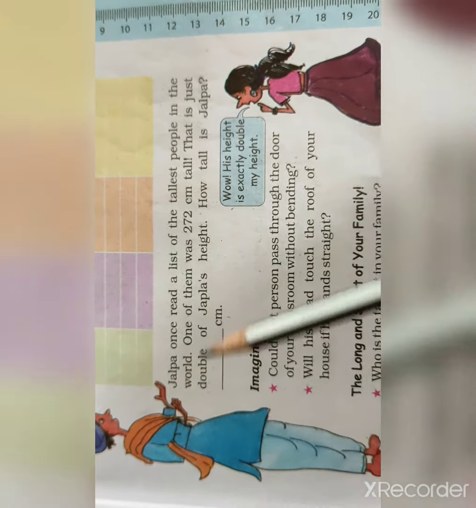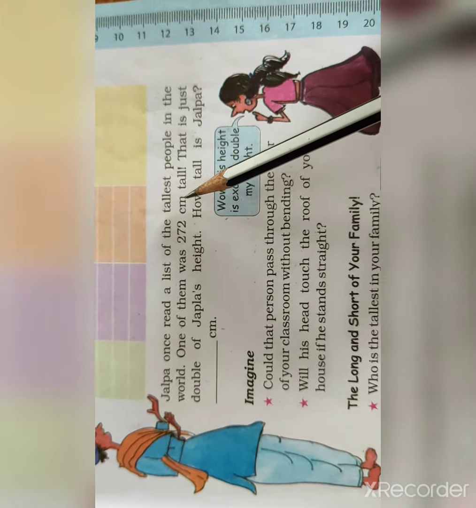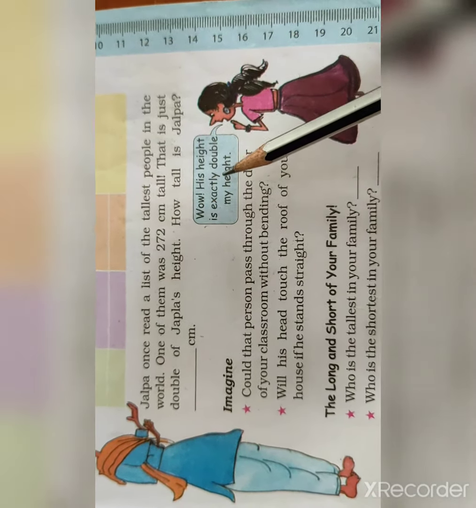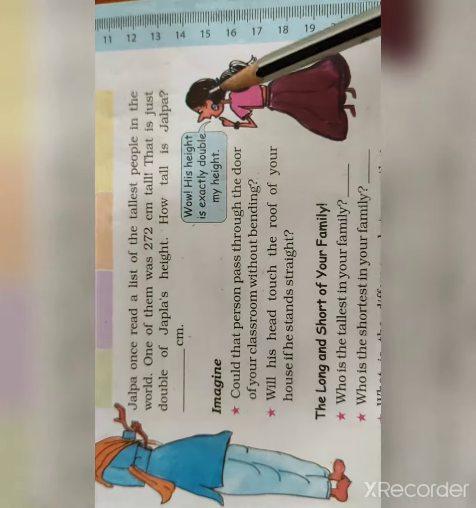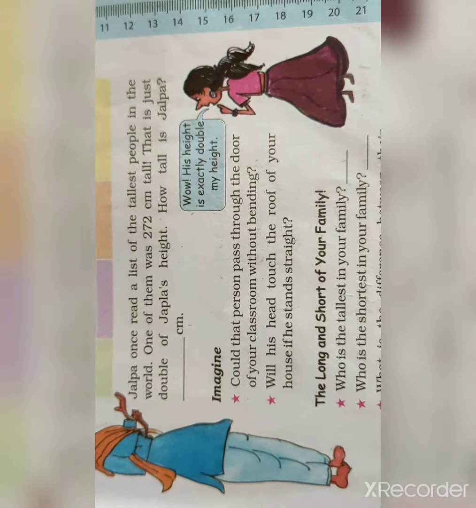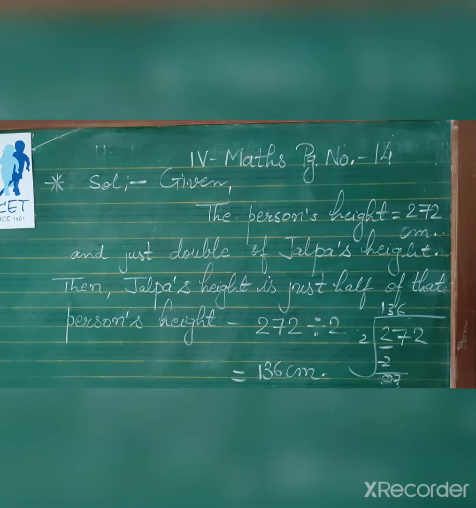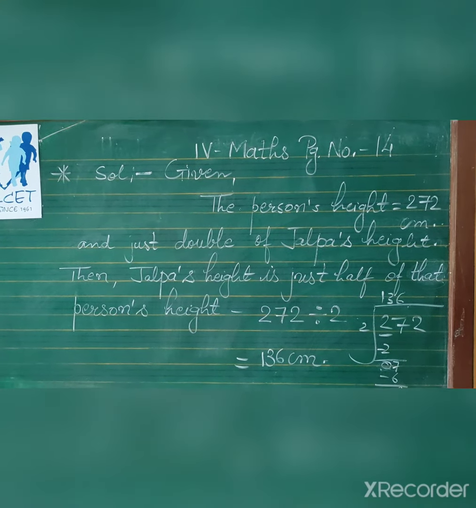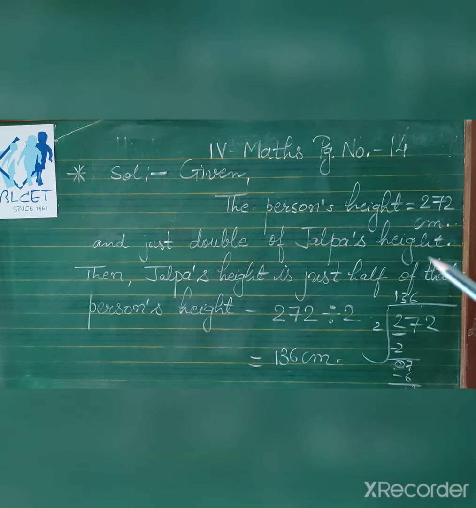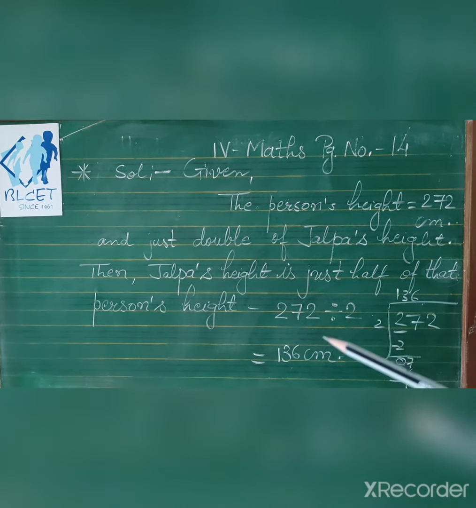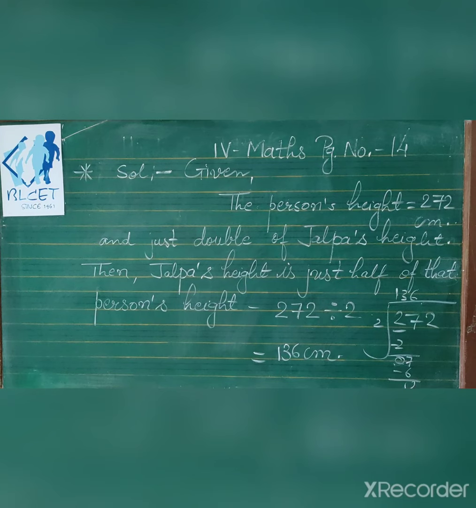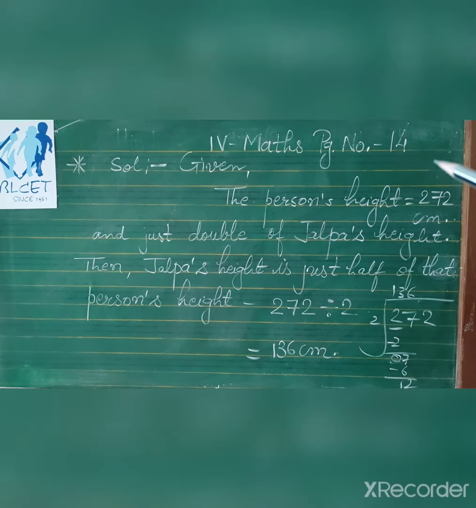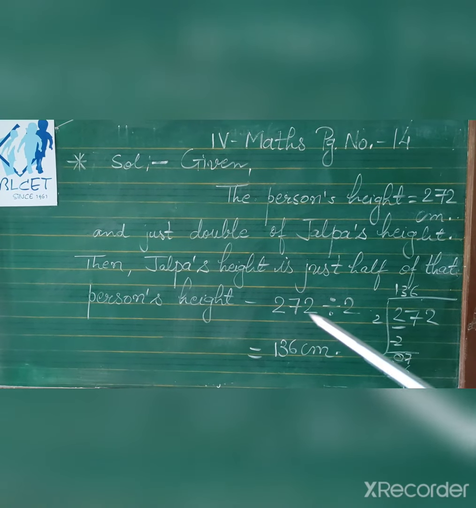So what will we do? We will divide by 2. Okay, so let us start. Wow, his height is exactly double my height. So what is given in the question? The person's height is 272 centimeters and it is just double of Jalpa's height. Then Jalpa's height is just half of that person's height. So what will we do? We will divide 272 centimeters by 2.